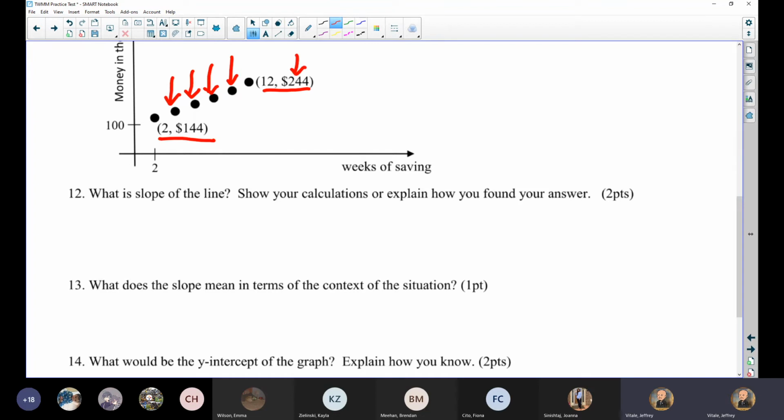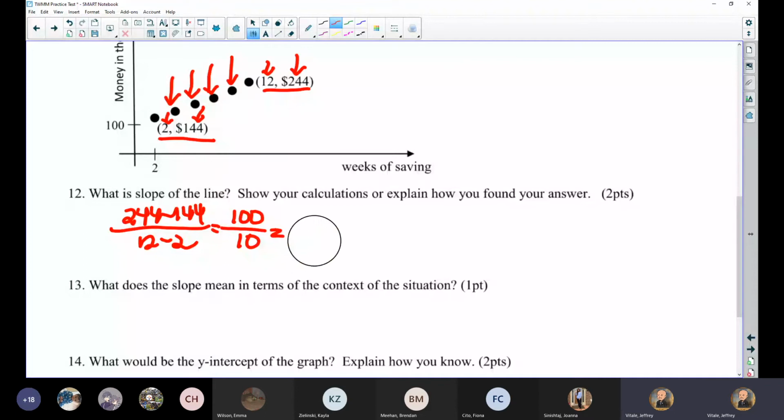right? Y2 minus Y1, and then X2 minus X1. So 244 minus 144 is 100, and 12 minus 2 is 10. And that works out nice, because what does 100 over 10 reduce to? 10. What does it reduce to? 10. 10. So there's our slope.